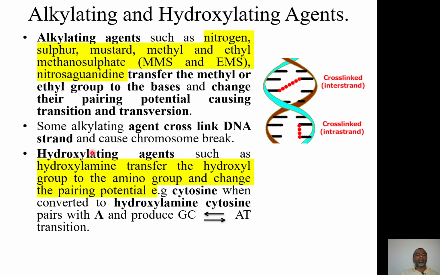So, because the hydroxylamine chemical present in the cell has transferred the hydroxyl group to the base, for example cytosine, and it has changed the pairing potential, the GC-AT transition is effected over there.